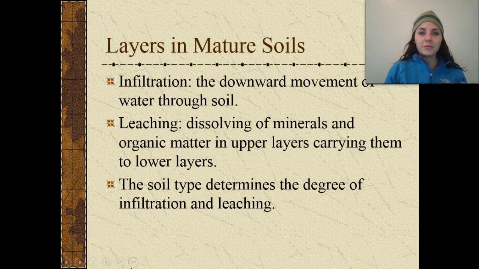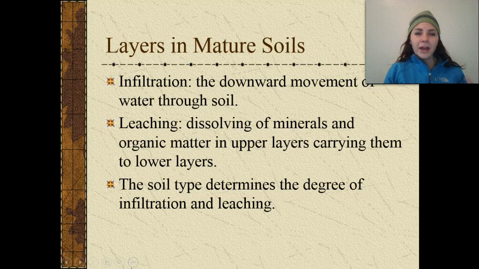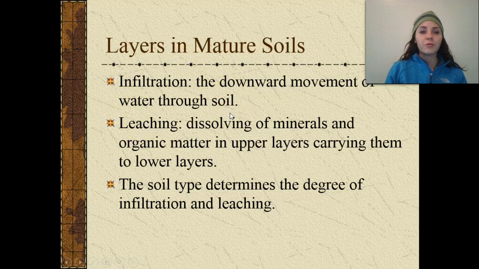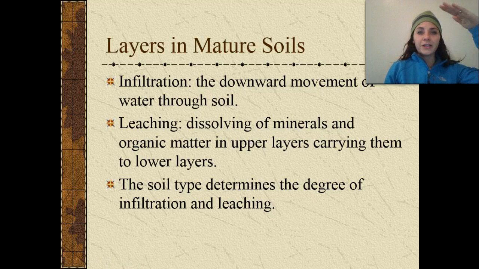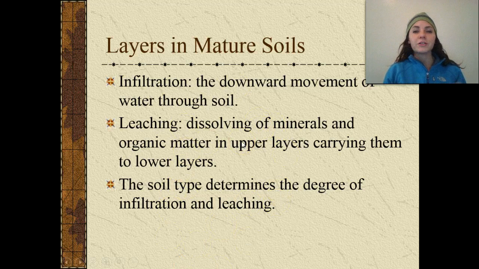So we have layers of the mature soil. Some of the vocabulary you need to make sure you're familiar with are the word infiltration. This is the downward movement of water through soil. So it infiltrates that soil. And then the word leaching. This is the dissolving of minerals and organic matter in the upper layers, carrying them to the layers below. And then the type of soil determines the degree of infiltration or leaching.